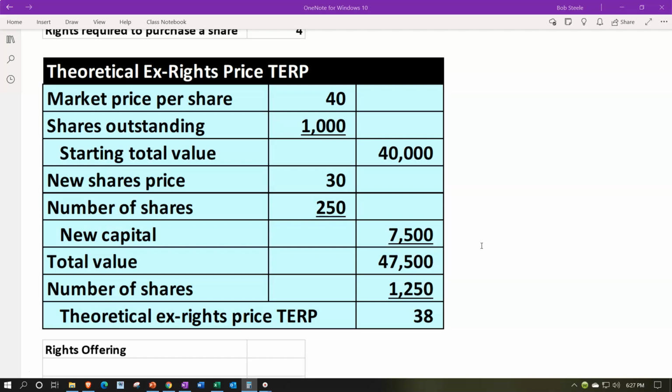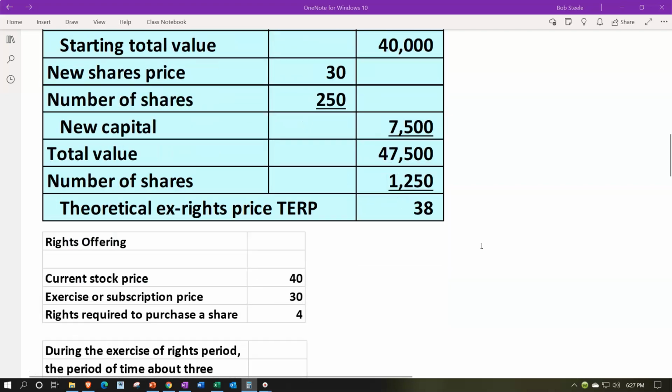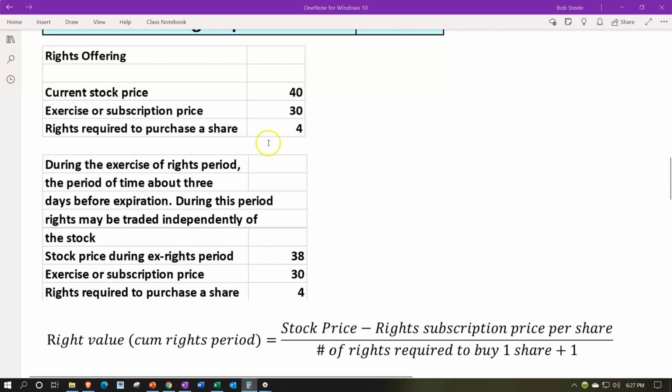We'll go through multiple practice problems and visit some of those points more in the future. So for the rights offering, the current stock price is 40, the exercise price, as we saw, is 30, and the rights required to purchase is 4. During the exercise of rights period, about 3 days before the expiration, rights may be traded independently of the stock. The stock price during the ex-rights period is 38 instead of 40, and now you can detach the rights and the stock and possibly trade the value of the rights and then the stocks.